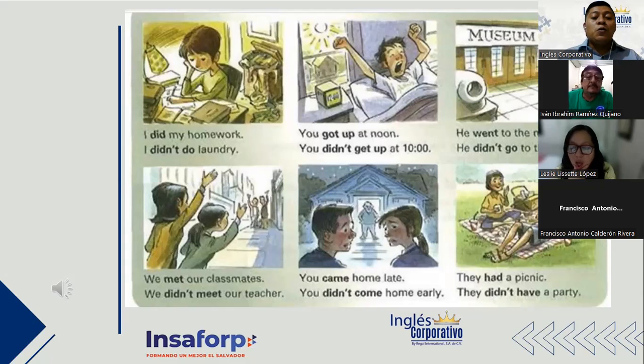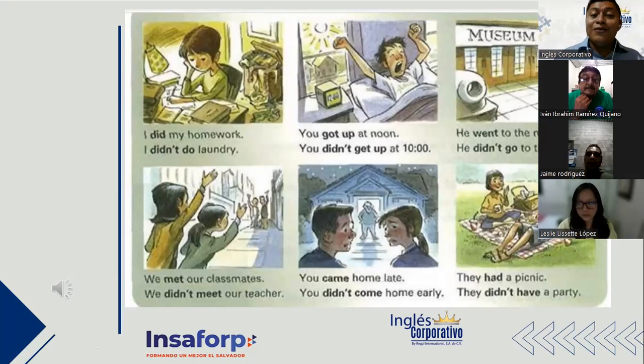Biblioteca. Thank you. Next example, we met our classmate. We didn't meet our teacher. Conocimos a nuestros compañeros de clase. Nosotros no conocimos a nuestros maestros. A nuestro maestro. You came home late. You didn't come home early. Tú llegaste a casa tarde. Tú no llegaste temprano. They have a picnic. They didn't have a party. Ellos tuvieron un picnic. Ellos no tuvieron una fiesta.